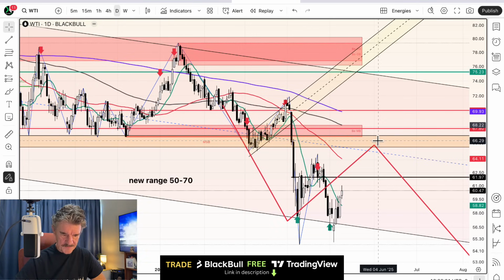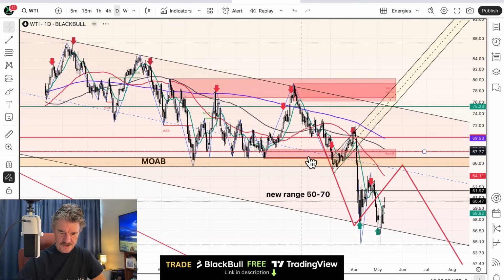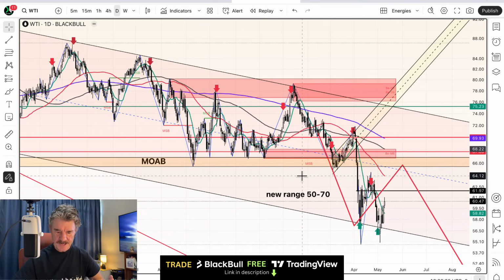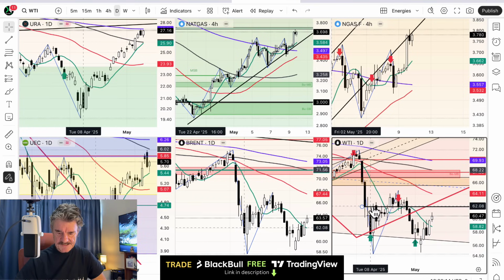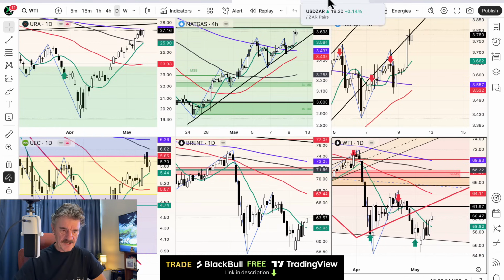I'm looking for a move back up into MOAB. That's the mother-of-all break zone that we broke below, into this new trading range between $50 and $70. So I'll be looking to exit that once we get up to about $66, $67, and looking to go short on a reversal if that occurs up in those levels.